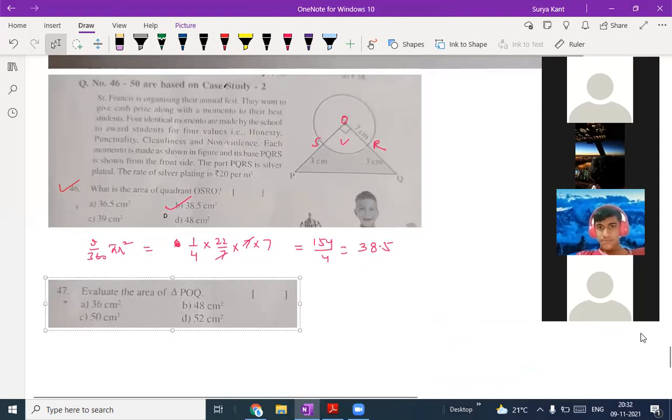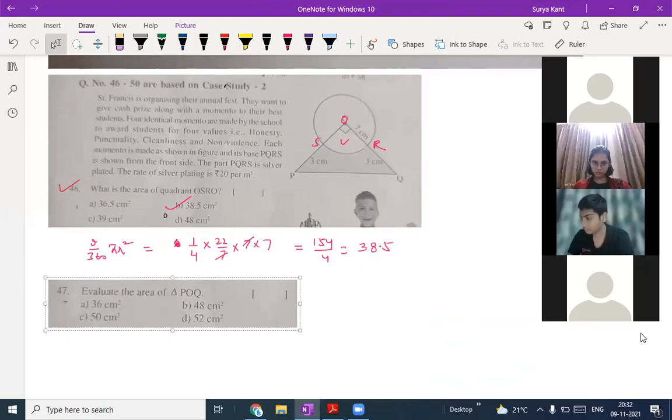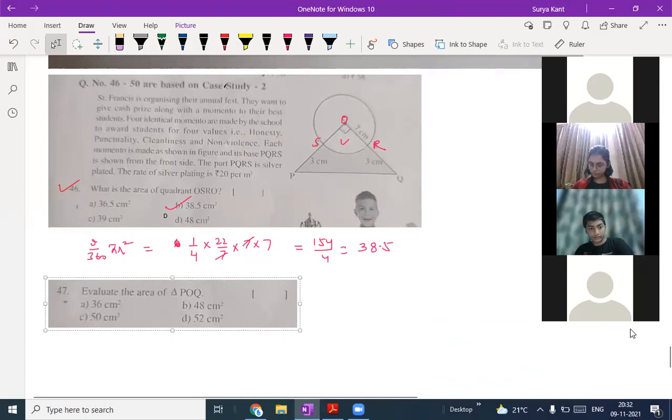Adarsh, on your camera. Chanchal, I want the answer from you only. Chanchal, can you hear me? Yes, sir. Evaluate the area of POQ. POQ, evaluate this area. One minute, sir.